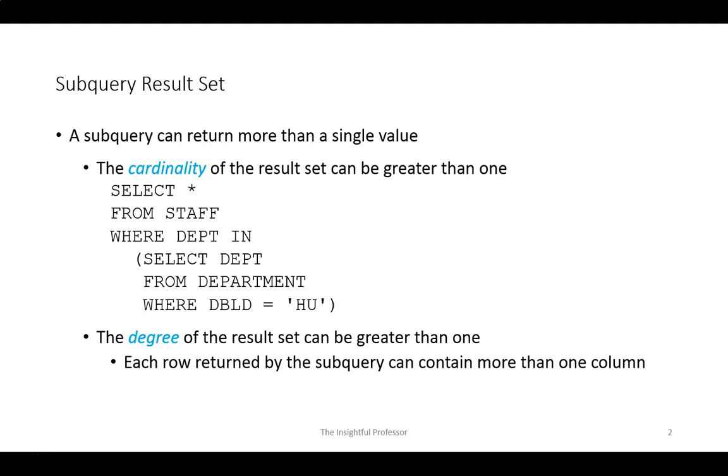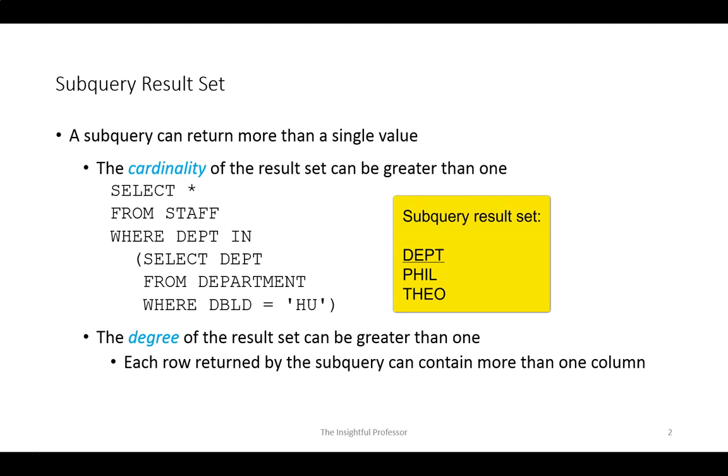First, recall that a subquery could return more than a single value. In the example that we're showing here, the subquery will identify those departments that are located in the humanities building. Turns out that in my database, we have more than one such department. Therefore, more than one value will be returned by this subquery. In this case, the subquery will return philosophy, and it will return theology. These two values will occupy separate rows in the result set, or in the resulting table.